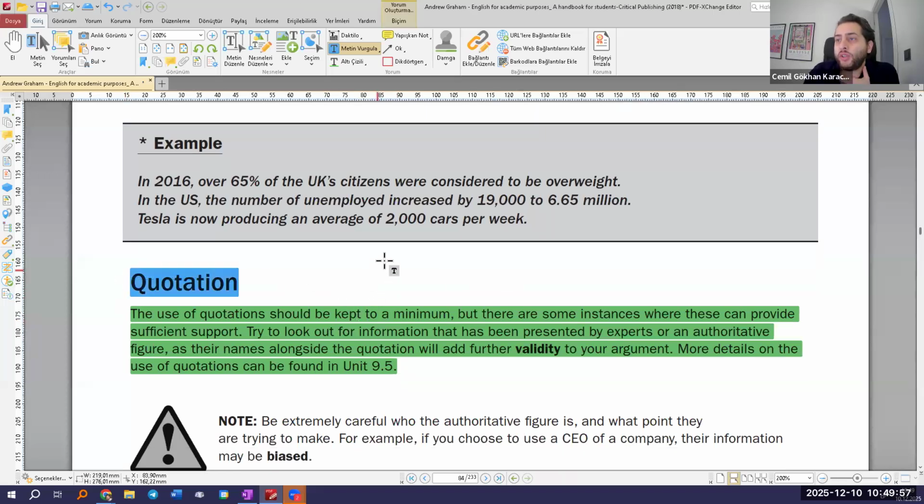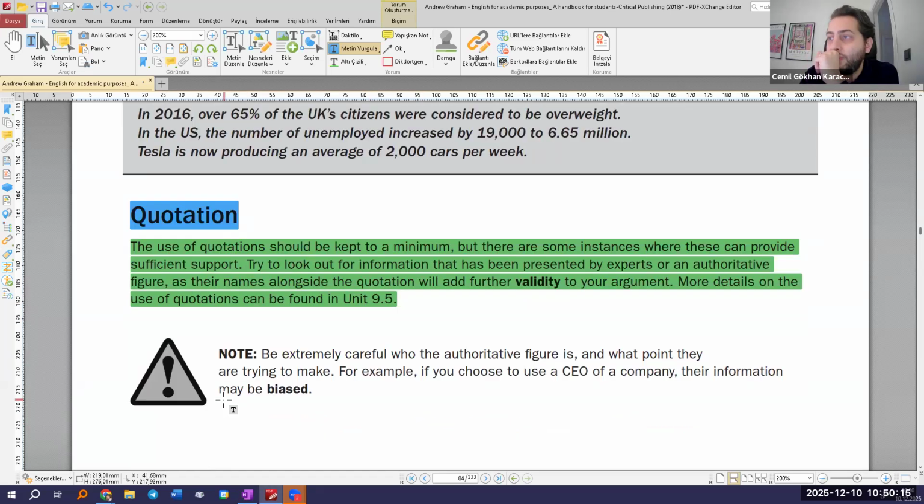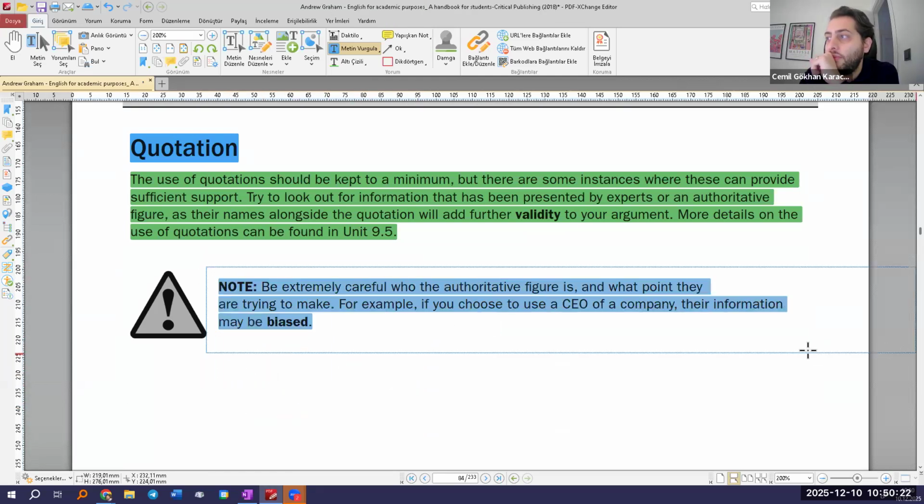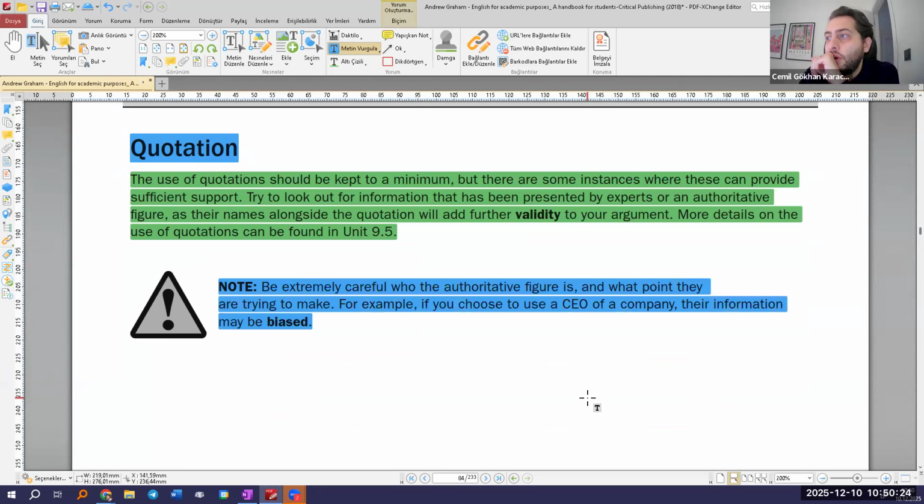All right, quotations. The use of quotations should be kept to a minimum. You remember that, right? I said only one or two direct quotations is acceptable. Of course, it depends on the topic, the field of study you're writing, but we should keep them to a minimum. So the authoritative figure, we should also be careful about that.